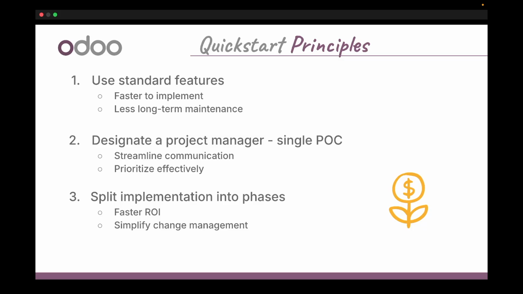Secondly, we are going to ask someone on your side to be the project manager. So we are going to ask you to designate a project manager or a POC, point of contact. What this allows us to do is streamline communication and prioritize effectively, of course. And don't worry about it. We will loop in people as needed. If you have different people from different departments, we'll get them trained as well. But the big thing is this person is going to become your internal resource or your internal Odoo expert.